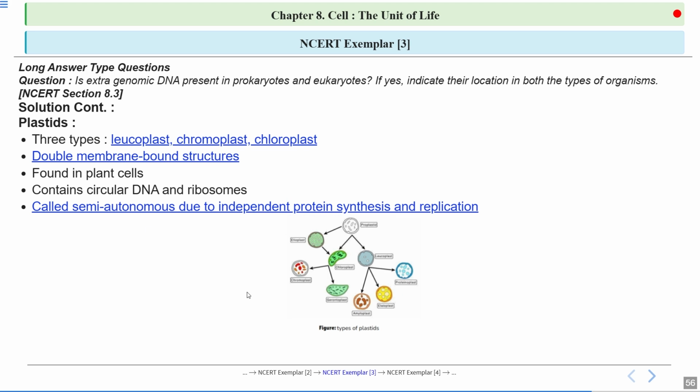fission as well. This is an image showing you the types of plastids: leucoplast, chromoplast, and the chloroplast as well. This is the chloroplast. You can see this is the leucoplast. Leucoplasts are further of three types: amyloplast, elaioplast, and proteoplast.